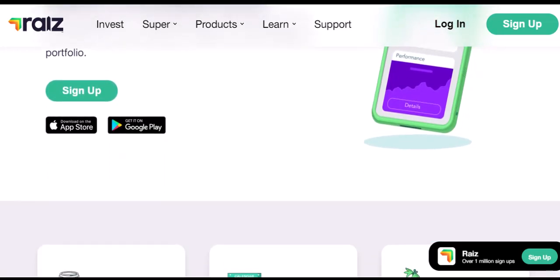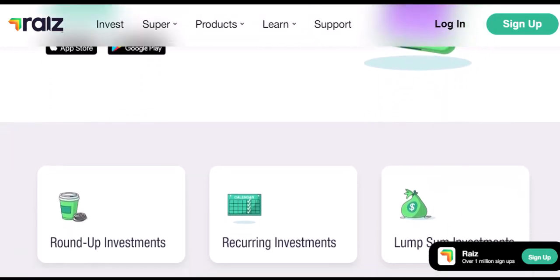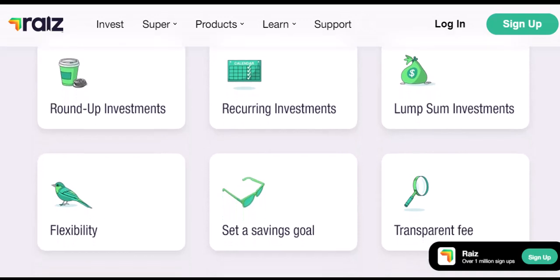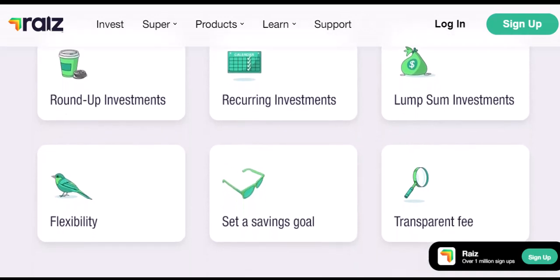But wait, there's more. Raiz Invest and your kids. While you can't directly invest for someone under 18 with Raiz Invest, they do offer a fantastic feature called Raiz Kids. This allows you to set up a separate partition within your Raiz account specifically for your child's future. Think of it like a virtual piggy bank on steroids. You can contribute spare change, set up automatic deposits, and watch their savings grow over time.